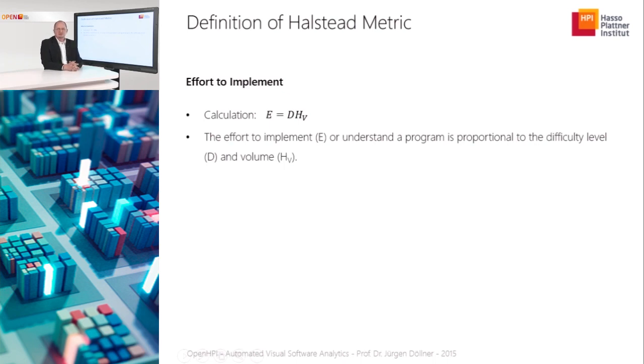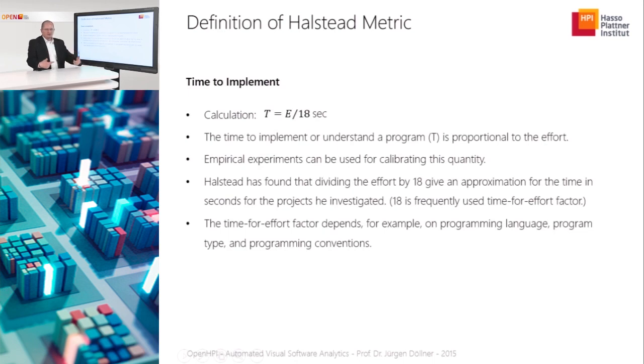Based on the program difficulty level, we can build another Halstead metric, the effort to implement. It's proportional to the difficulty level, D, and the Halstead volume. And based on the effort, we can even go further. A measure for time to implement is calculated according to the effort, but divided by 18. This is a magic number. The time to implement or understand a program is proportional to the effort. I mean, this is straightforward.